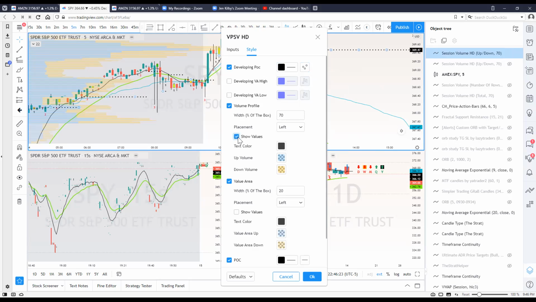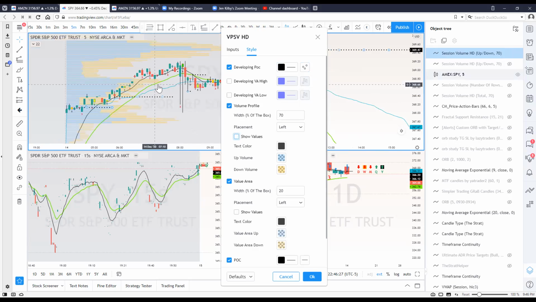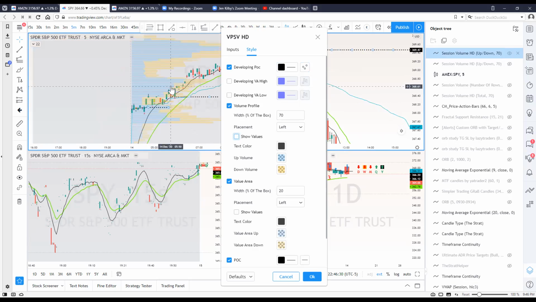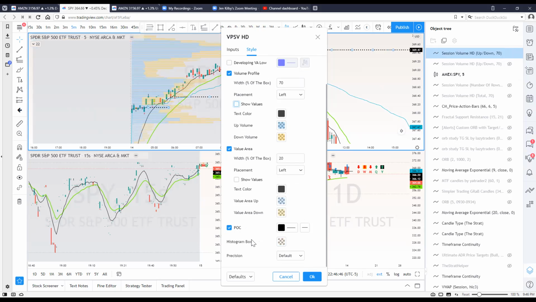Show values puts the orders, so you'll see each volume candle's got this many orders by this many orders. I don't want all those numbers. I just want to see what the volume profile looks like. So that is not checked. Value area at 20. I don't have show values there either. And then my daily point of control, I just changed it to a straight line on the thinnest setting so I can see it on the chart.